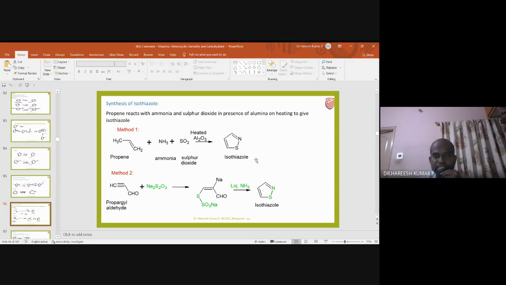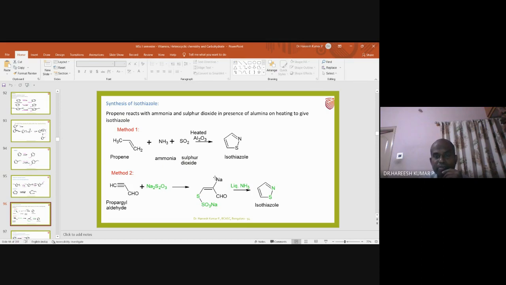One more method is there. What is that method? Propargyl aldehyde. Propargyl aldehyde means C triple bond C CHO. When propargyl aldehyde is treated with sodium persulfate, there will be a new bond formation between this sulfur and this carbon. Once there is a new bond formation, the bond pair picks up a sodium, and this is the intermediate obtained.